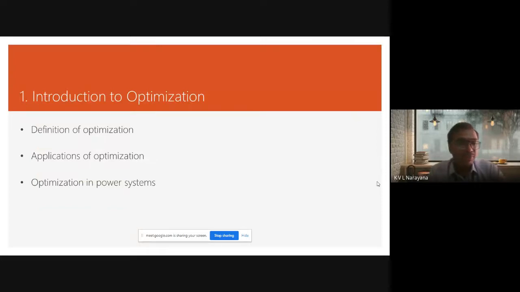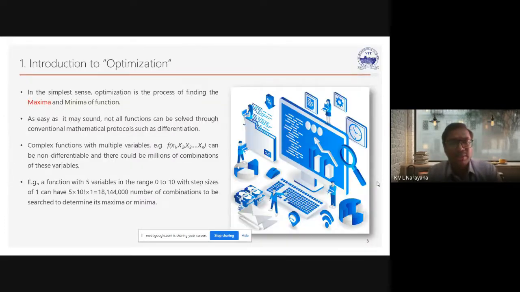So coming to the applications part. The definition of optimization we have just seen. There are various complex functions like f of x1, x2, x3, xn. It is a complex function which is a non-differentiable function. And there could be millions of combinations of these variables. The solution could be any combination of these variables, but it is very difficult to find the solution or the optimum combination of these parameters like x1, x2, x3, x4, and so on, xn.